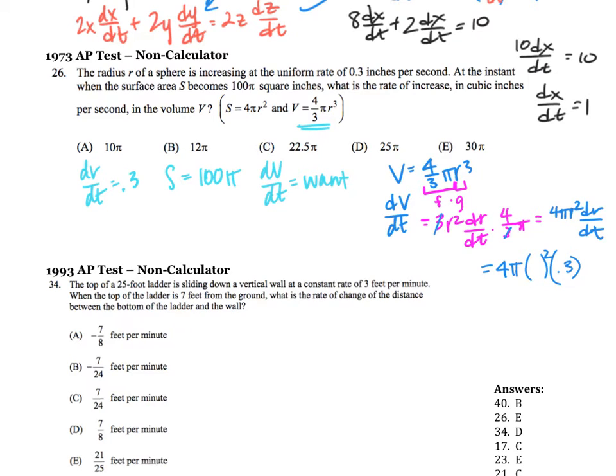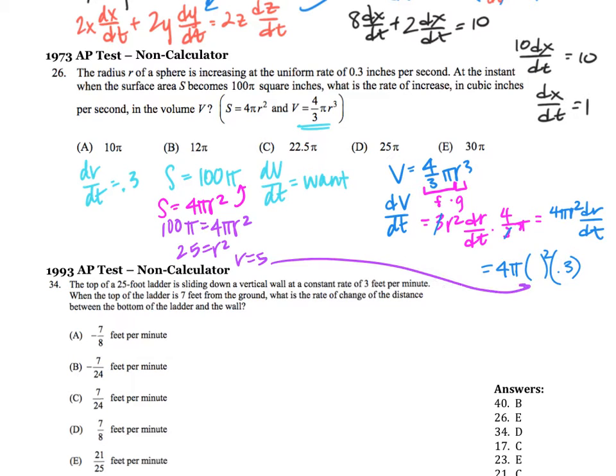In order to find the radius, we're going to need to use the surface area information. We know that surface area is 4 pi r squared. And they said the surface area of the sphere is 100 pi. So I'm going to set those equal to one another. I'm going to divide by 4 pi on both sides to get 25 equals r squared. Therefore, my radius is 5, and I can substitute that piece of information in. 5 squared is 25. 25 times 4 is 100 pi, times 0.3 is going to get me 30 pi.